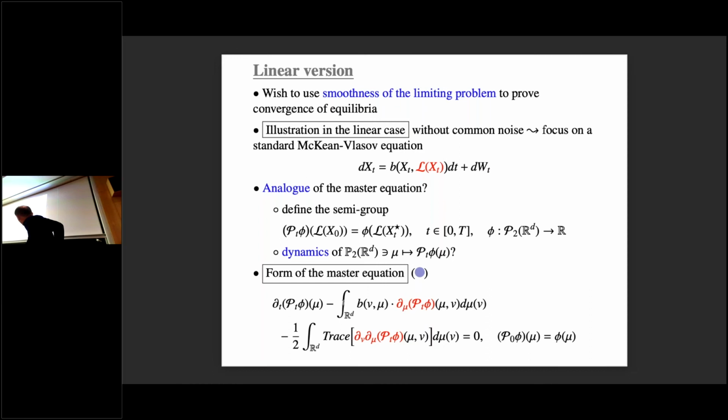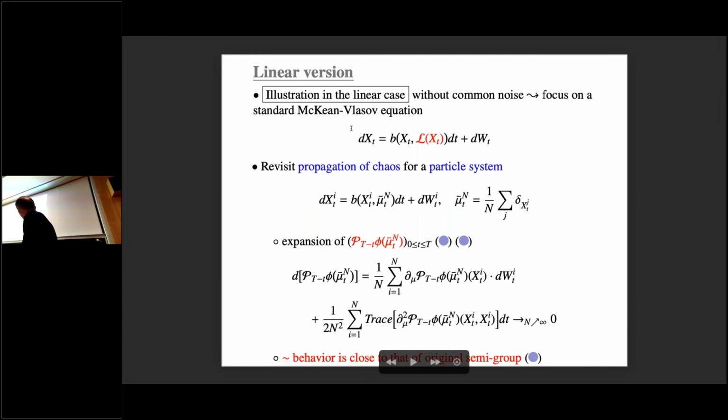So come back to the particle system. You say, well, this is the original McKean-Vlasov equation. And here, this is the particle system. So you see that I have replaced the law by the empirical measure, which is exactly what I do in the original N-player game that I mentioned to you. And now what I'm going to do is test my semigroup along the empirical measure.